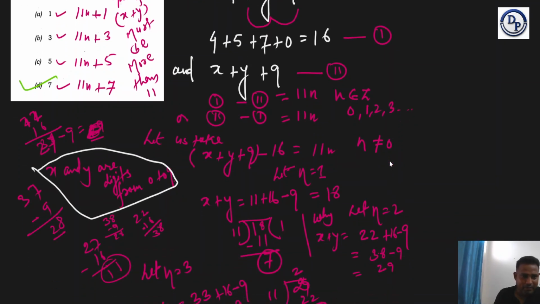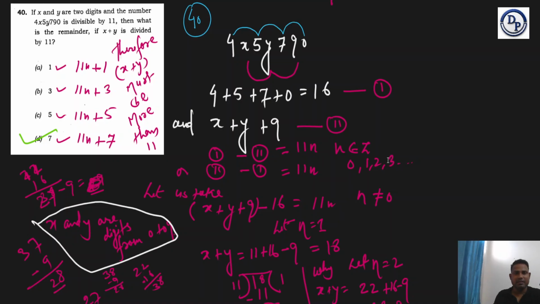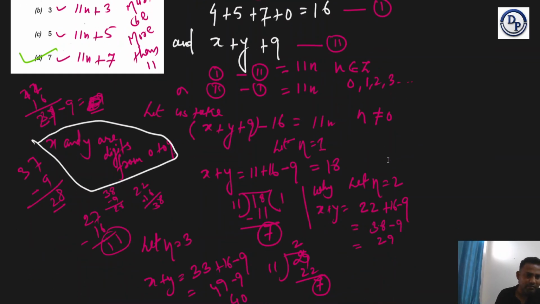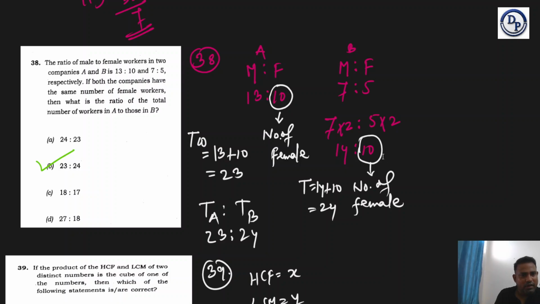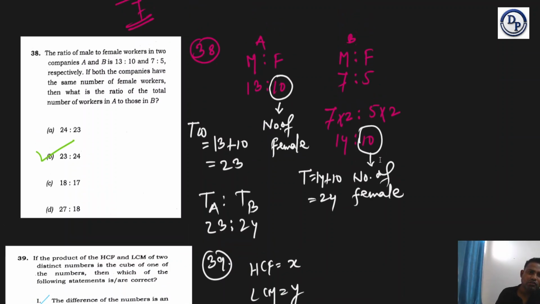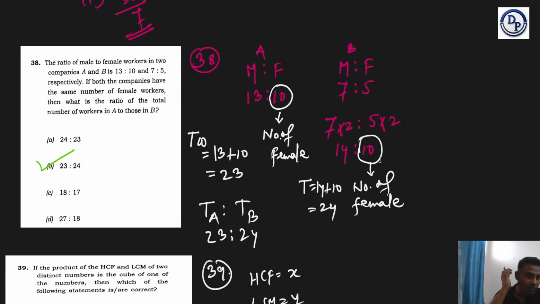So what is the remainder here? The remainder must be 7. Whereas in question number 38, the ratio of male and female workers in two companies A and B is 13 is to 10 and 7 is to 5 respectively. If both the companies have the same number of female workers, then what is the ratio of the total number of workers in A to those in B?